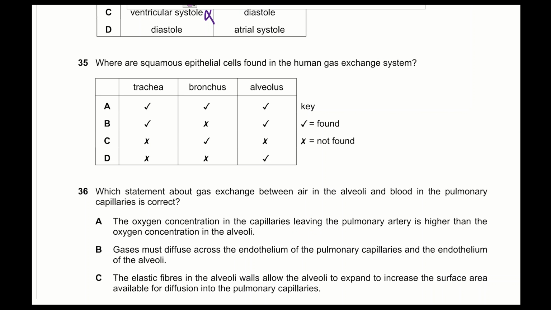Question number 35. Where are the squamous epithelial cells found in the human gas exchange system? So the squamous epithelial cells are only found inside the alveoli, because the other components contain stuff such as stratified columnar ciliated epithelium. So the other parts of the gas exchange system have columnar cells, not squamous, such as the trachea and bronchus. The alveolus is the only component that actually has squamous cells. Therefore, the answer is going to be D.